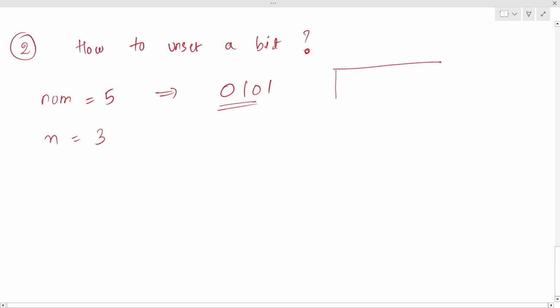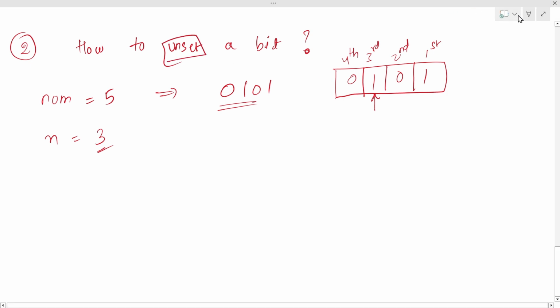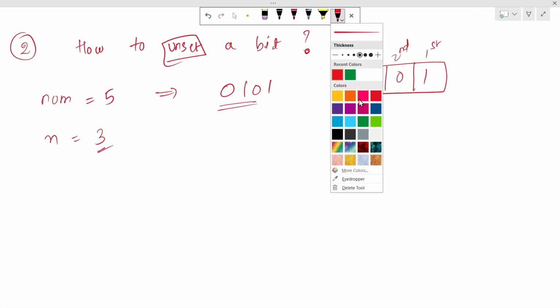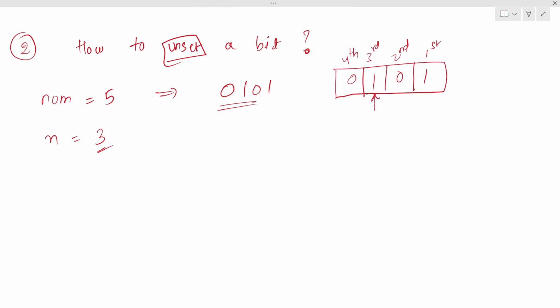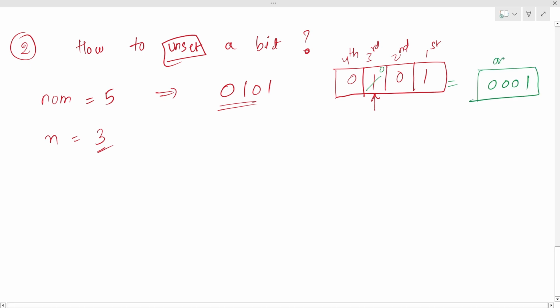You can clearly see 5 is written like this, and you can make it easy by simply writing it like this. This is the first position, the second position, the third position, the fourth position, and you want your third position to be unset. I should make this as 0, and your answer will be 0, 0, 0, 1. Simple. This is your answer.